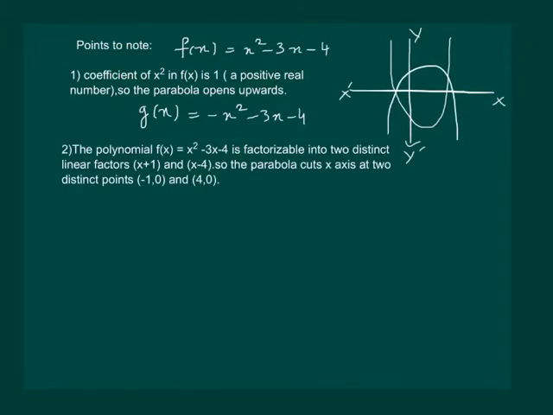The given polynomial f(x) equal to x square minus 3x minus 4 has two distinct factors, that is x plus 1 and x minus 4. So the parabola is cutting the x-axis at two distinct points, that is minus 1, 0 and 4, 0. But this may not be the case for all quadratic polynomials.